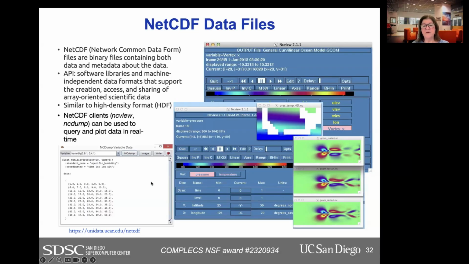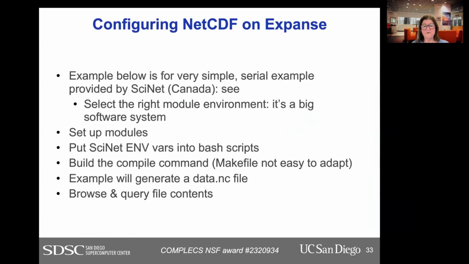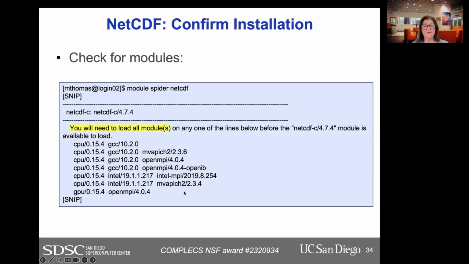So it's very complicated, and you may have inherited an application where you're working with it. So getting it set up is not done by default, but you can work with the help desk people to help you analyze and view your data. So just going through, this is a very simple SciNet from Canada example that I downloaded, and it's available in our training modules. So you have to set up these modules. You have to put the environment variables into your batch script. You have to compile your code. The example will generate a data.nc, that is their file extension, and you can browse and query the data.